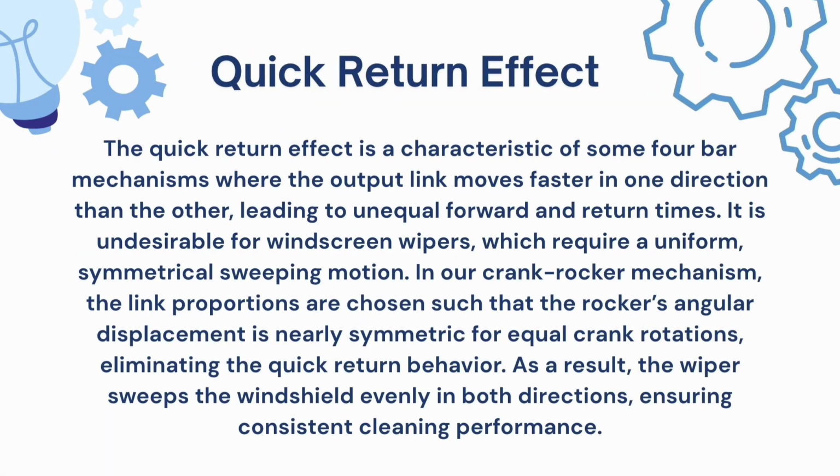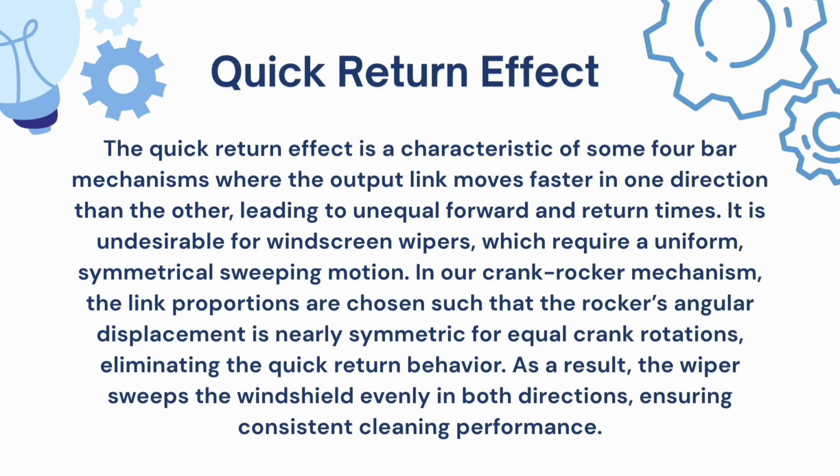In the next slide, we discuss the quick return effect. This is a behavior seen in some 4-bar mechanisms where the output link moves faster in one direction and slower in the other, resulting in unequal forward and return strokes. For windscreen wipers, this is undesirable because we need smooth and uniform motion in both directions to clean the glass effectively. In our crank rocker mechanism, the link proportions are chosen carefully so that the rocker's angular motion remains almost symmetric for equal crank rotations. This effectively eliminates the quick return effect. As a result, the wiper blade sweeps the windshield evenly on both the forward and return strokes, ensuring consistent and reliable cleaning performance.